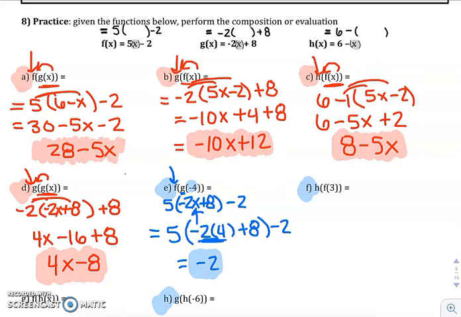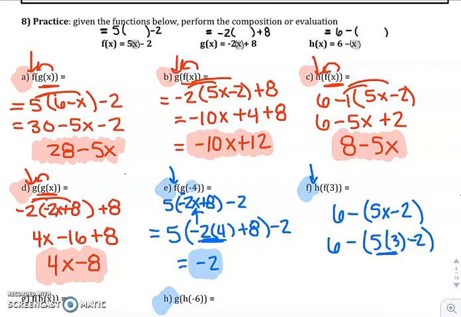How about letter F? It wants h of f of 3. So we're going to start with the h function. So 6 minus x, so parentheses there. And in those parentheses, we're putting the f function. So 5x minus 2. And we're just going to substitute the value in. So this whole thing becomes now 6 minus 5 times 3 minus 2. So 5 times 3 is 15. 15 minus 2 is 13. So 6 minus 13. This whole thing simplifies to negative 7.